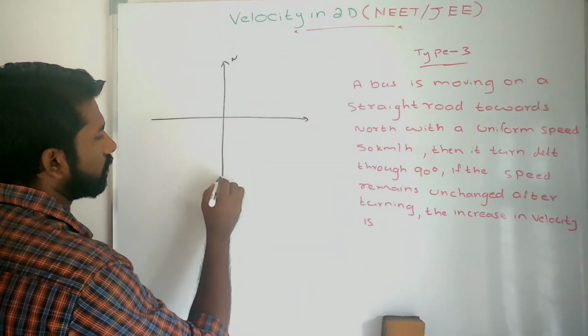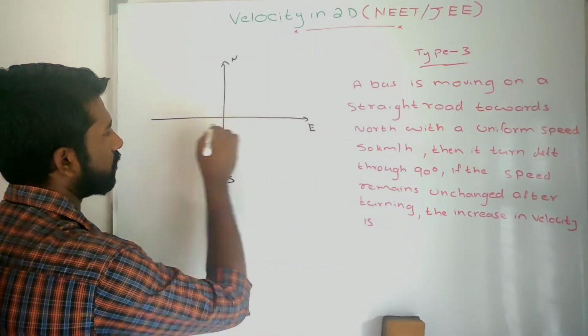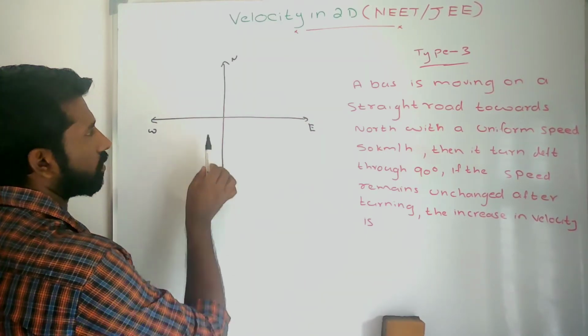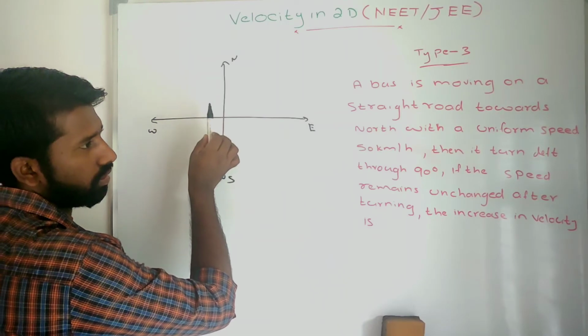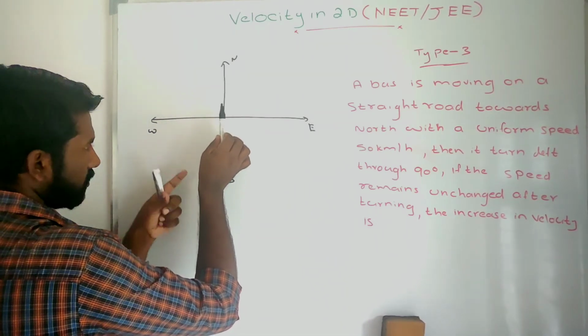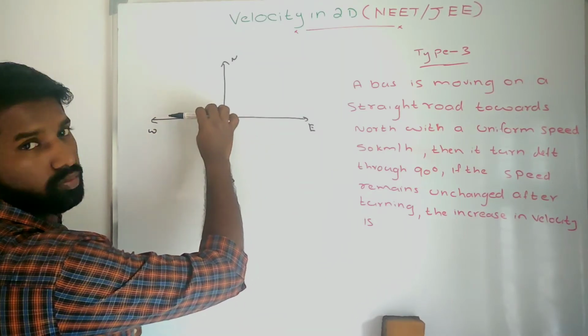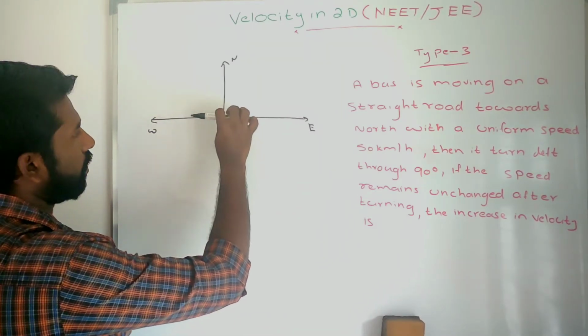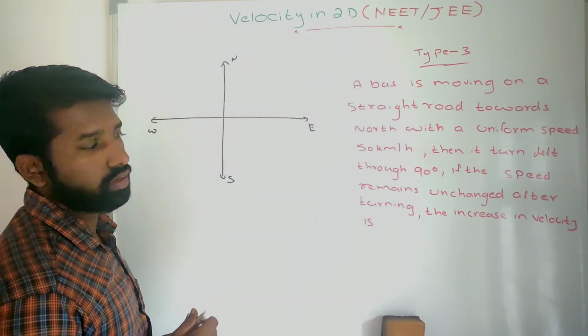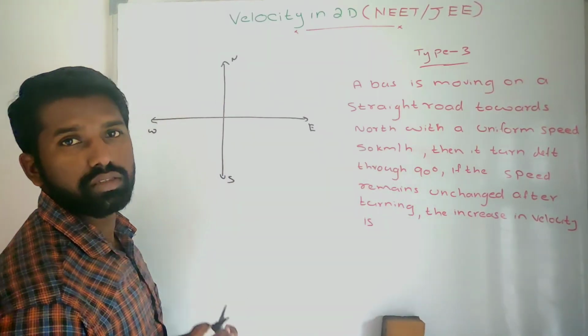Okay, then this is the north, here is the south direction, here is the east and here is the west. Initially the bus is moving towards the north like this. Then it turned left, means this direction like this. How much turn? 90 degrees. And then continues the path. Okay, the speed remained constant. What about the increase in the velocity?